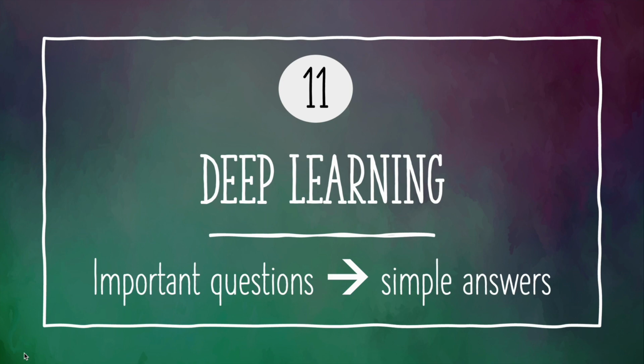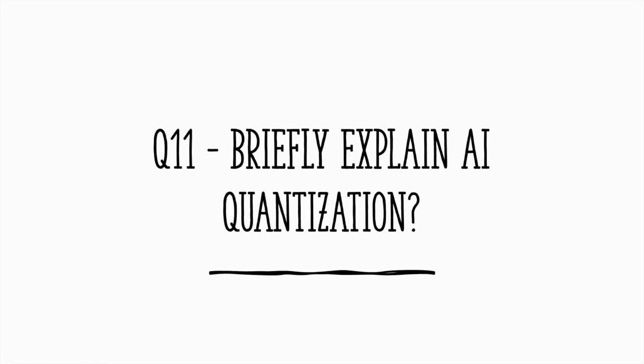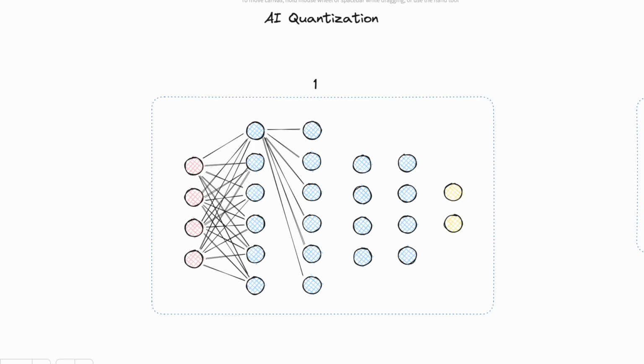Now this is number 11 and the question is: briefly explain artificial intelligence quantization, AI quantization. In simple terms, quantization refers to the process of reducing the precision of numerical values within a neural network.